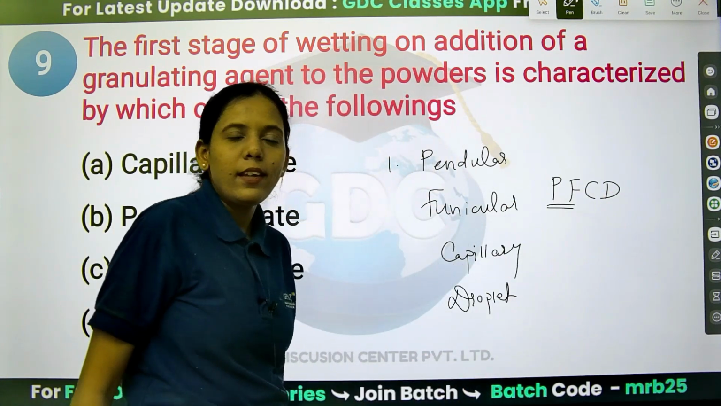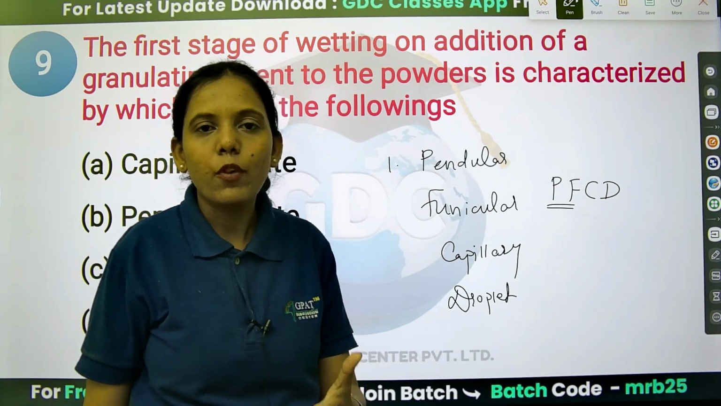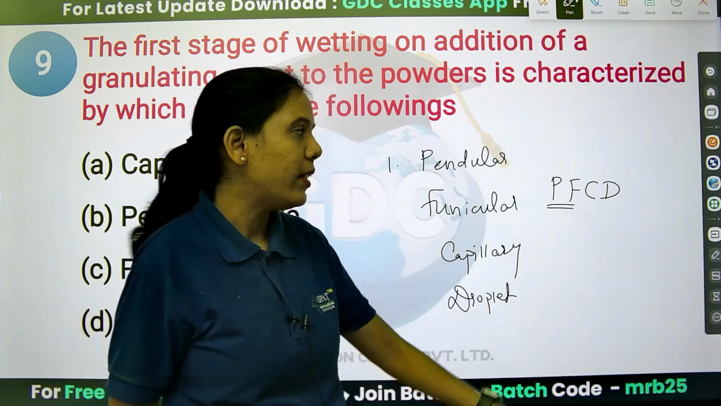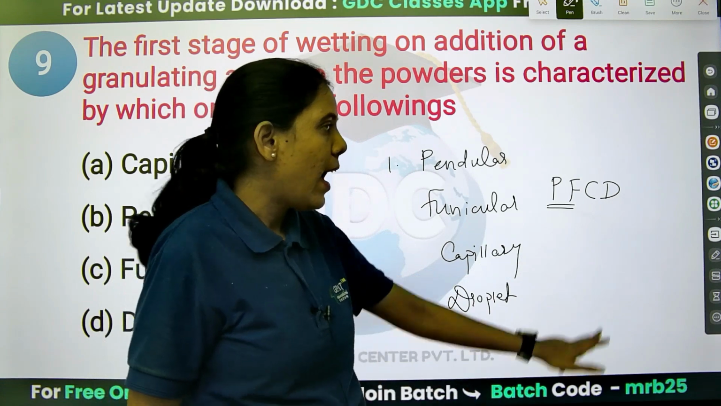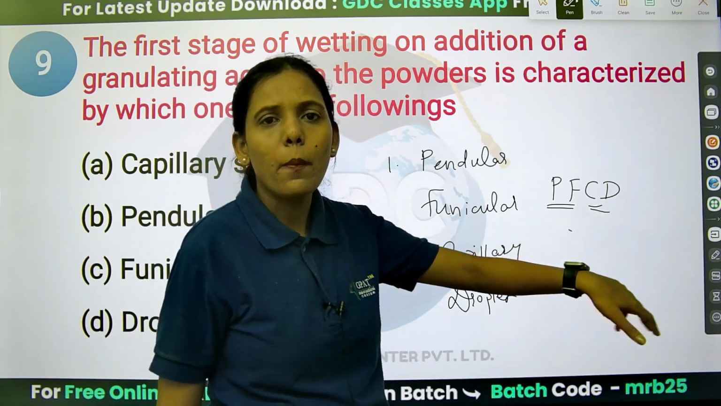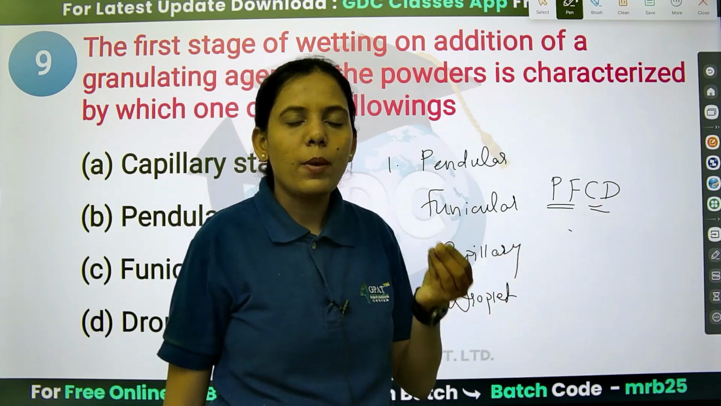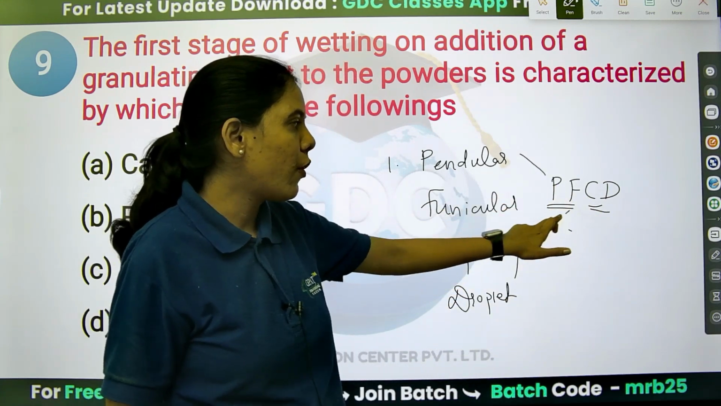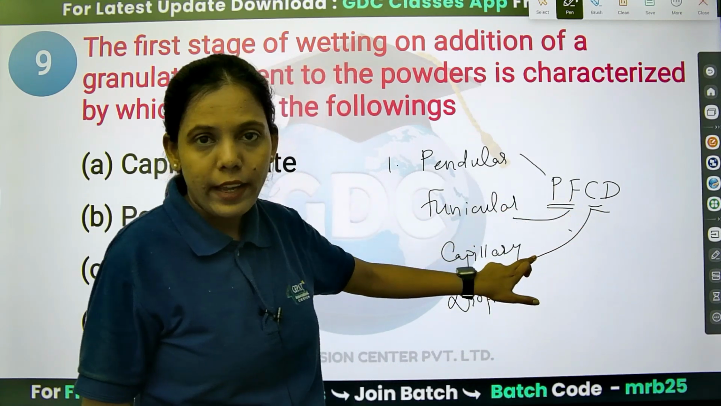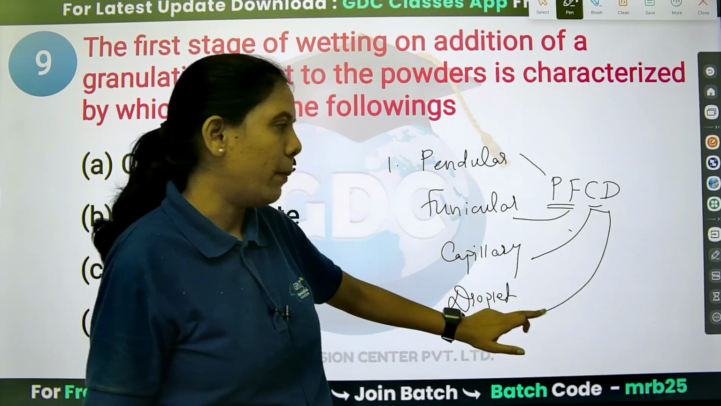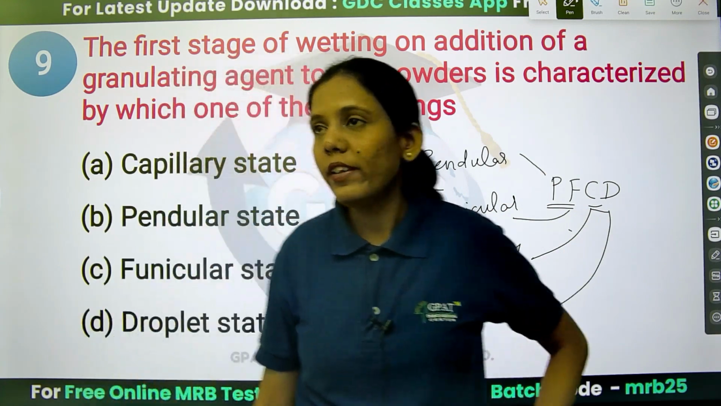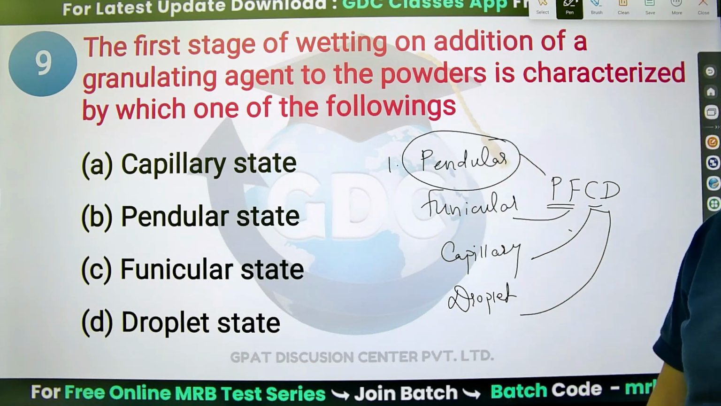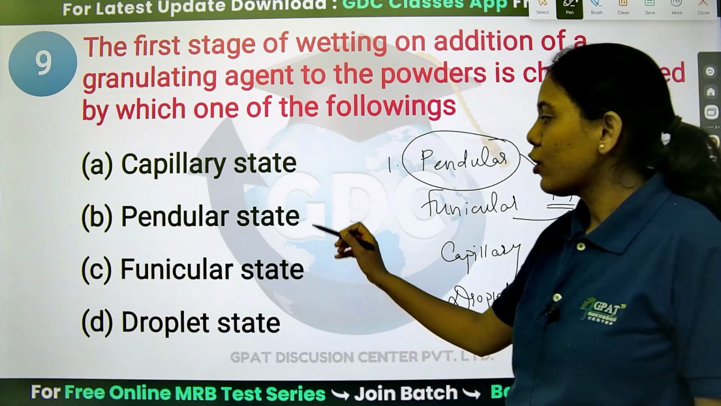Those who do a job know that PF, there is a monthly PF deduction, that is provident fund. And CD is compact disc that everybody knows. So simply remember PFCD. P for pendular, F for funicular, C for capillary, and D for droplet. So these are the sequence. What are they asking? First stage. What is the first stage? First stage is pendular state.